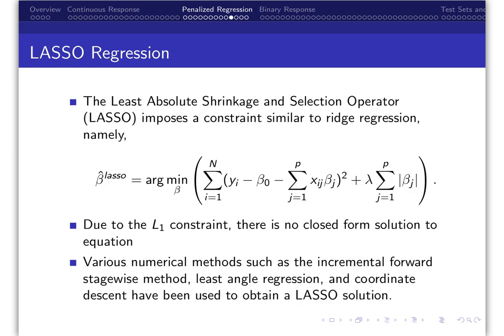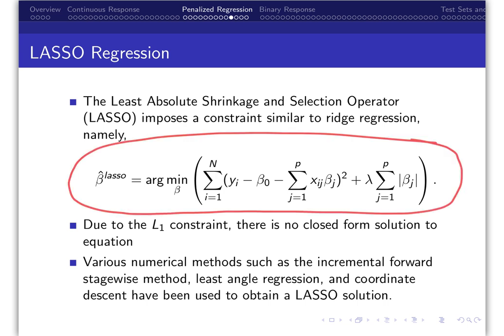The least absolute shrinkage and selection operator, or LASSO, imposes a constraint similar to ridge regression, given by this equation, where now the penalty is based on a multiplicative factor times the sum of the absolute values of the coefficient estimates. So it is also referred to as an L1 penalty, or is called an L1 penalized model. Again, lambda is the tuning parameter that controls the amount of shrinkage. As lambda increases, the amount of shrinkage of the parameter estimates increases.